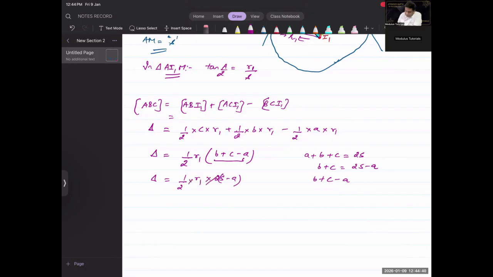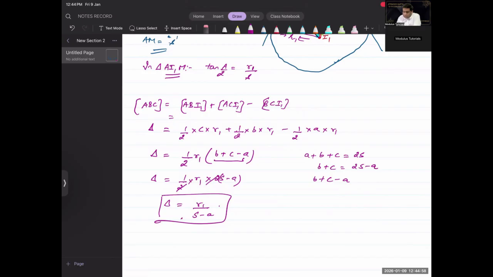So guys, this 2 will cancel and you can say that delta is equal to R1 upon S minus A. So guys, this is yet another very important formula that we have. Any problems in this, guys? Any problems whatsoever? I hope this is very, very clear.